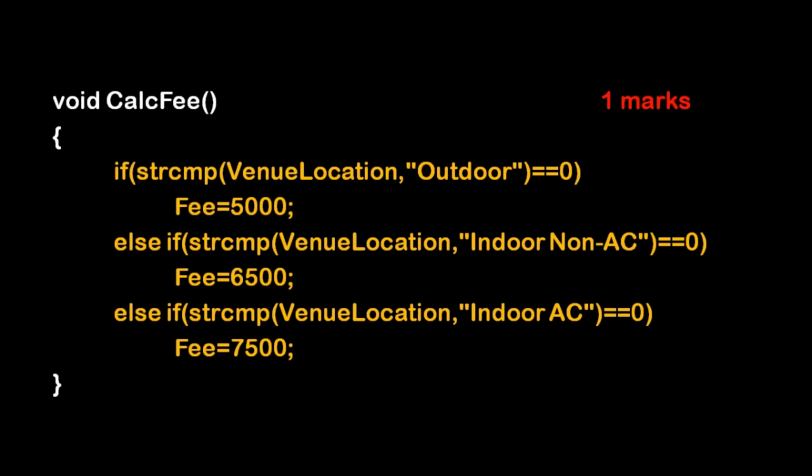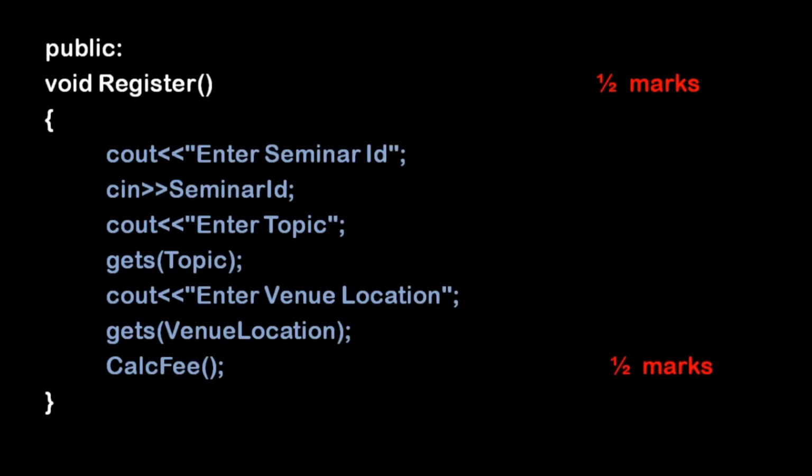Up to this we are writing it in calc fee, and this function we have written in the private part. This carries 1 mark. If the scope is correct, if the function format is correct, and the calculations are correct, then the 1 mark will be allotted. The next function is defined in the public scope, void register.